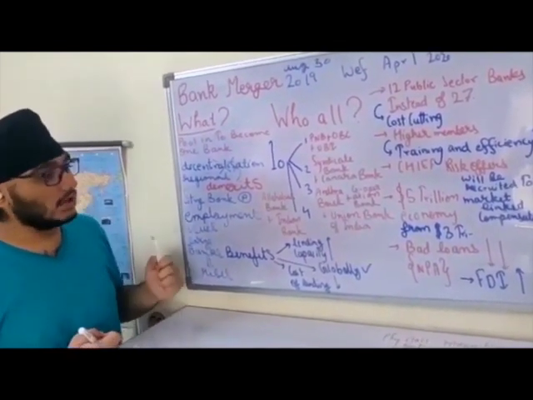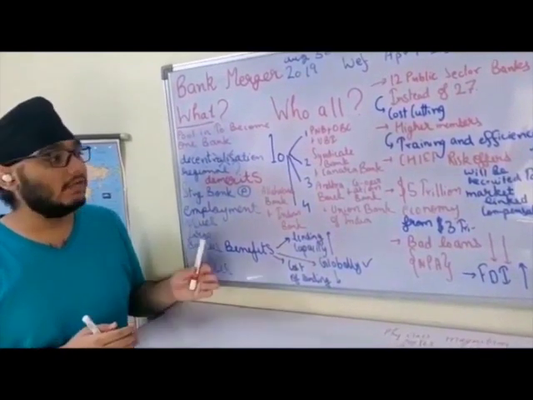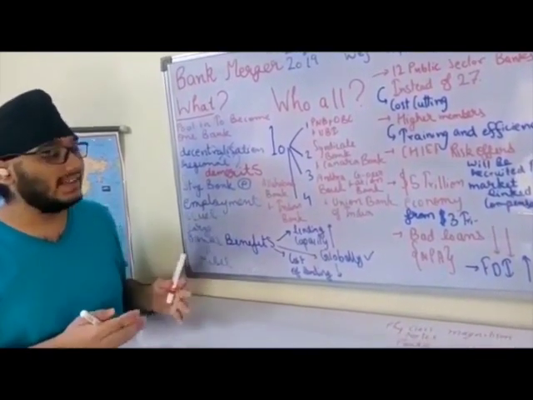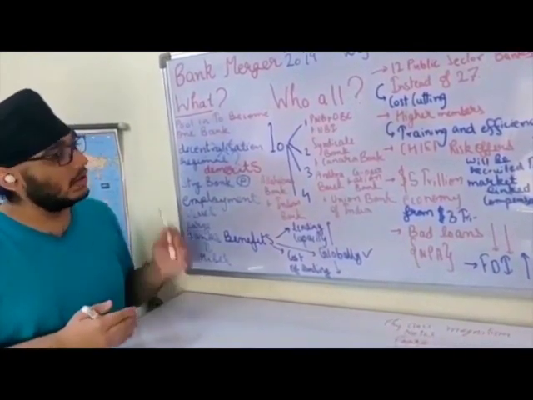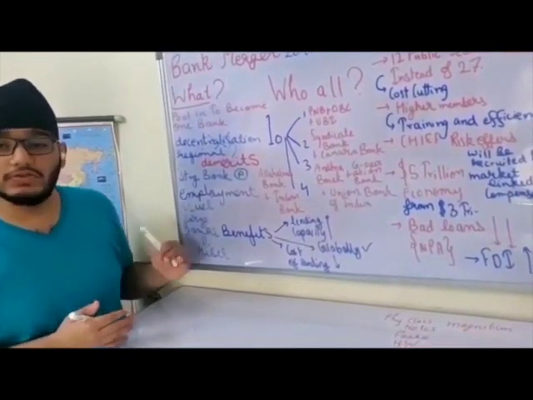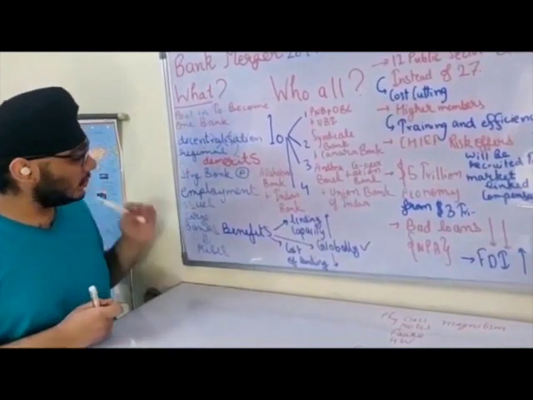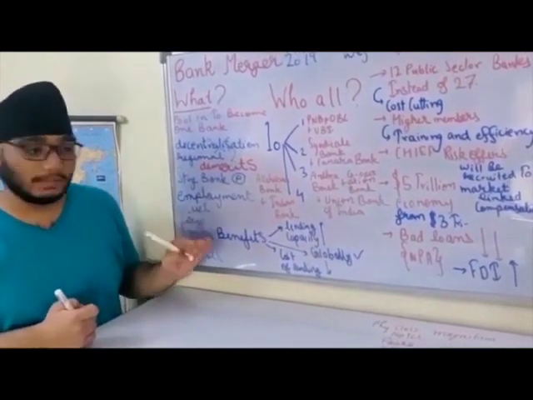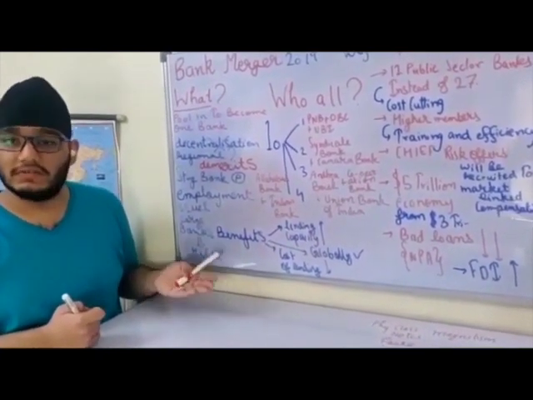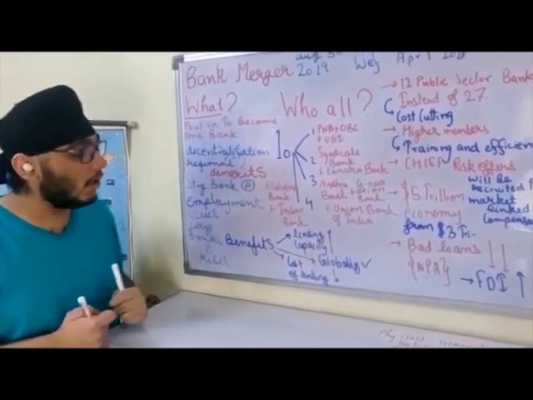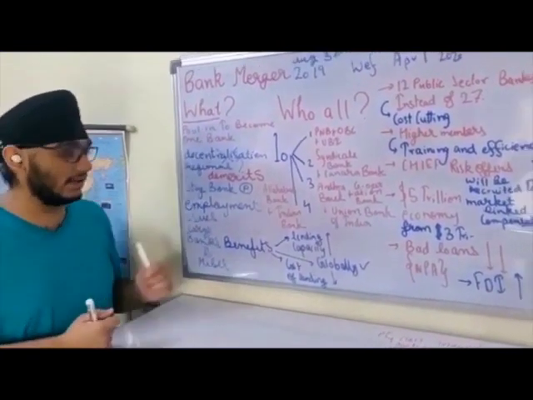And this bank merger would lead to make India a 5 trillion economy. However, India is still a 3 trillion economy. And it is also said to reduce the bad loans, that is the non-performing assets. Along with this, due to the investment of various foreign companies, it would also increase the foreign direct investment in India. However, there are always certain demerits.